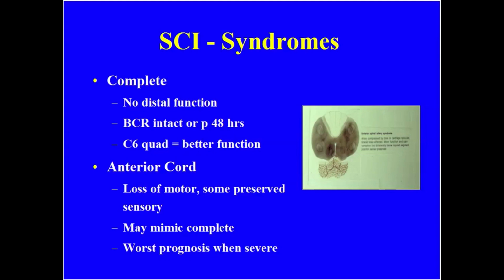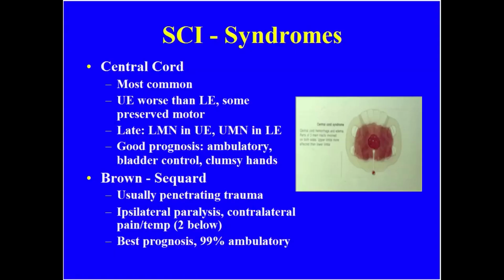They may have some protective sensation, but their ability to walk, for instance, is going to be minimal. Central cord syndrome is the most common of all the incomplete cord injuries. And one way I remember this is upper extremity involvement is usually worse than lower extremity involvement on first presentation. So there'll be 2/5 in the upper extremities and 4/5 in the lower extremities. But almost invariably, they will have preserved motor function.